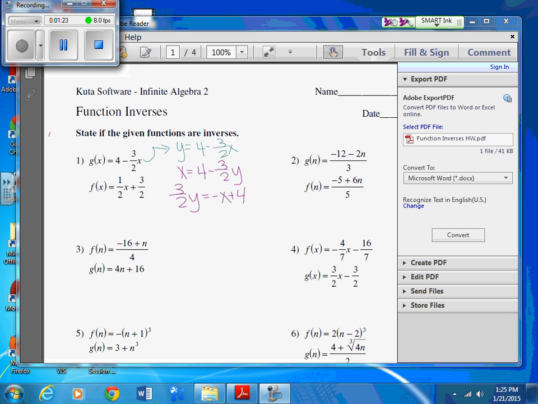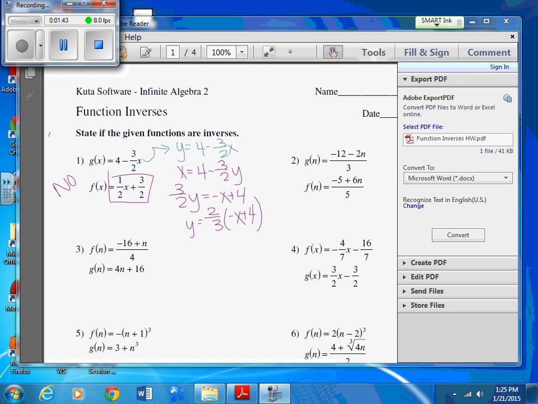And then I need to multiply both sides by 2/3 or divide by 3 halves to get y by itself. So I get 2/3 times negative x plus 4. And if you look, that is not what I got for f. Okay, so note they are not inverses of each other.